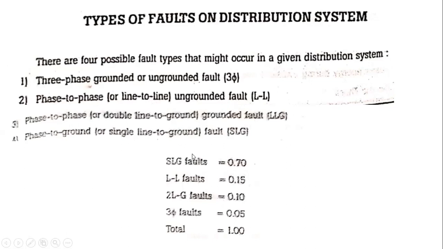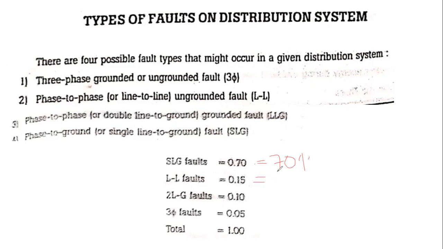What are the percentages for these faults? First, the single line to ground fault. Single line to ground faults make up 70% of the faults that occur in a distribution system. Next is the line to line fault, that is the phase to phase or ungrounded fault.